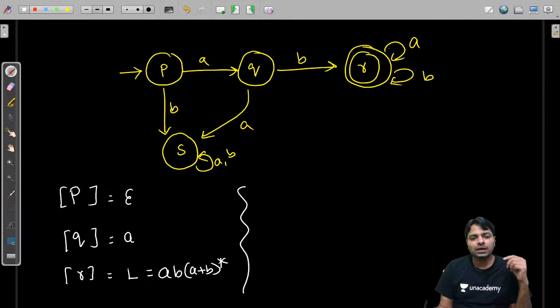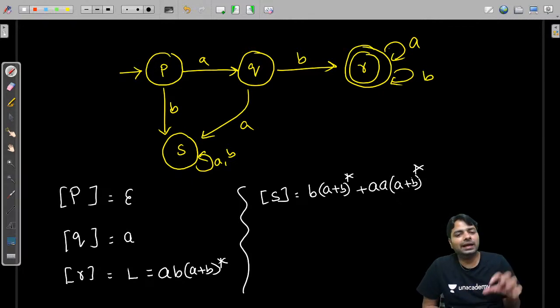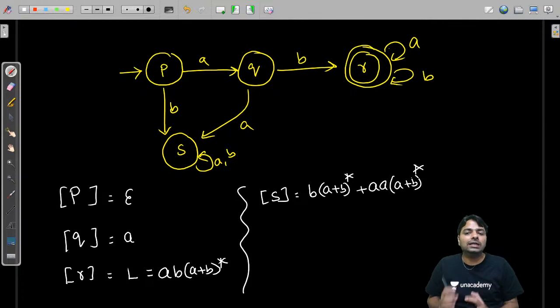And there is another one, S. S is another equivalence class, which is equal to: either you start with B, or you might start with AA. You will definitely end up at S only. Now guys, these are the four equivalence classes. To understand what starts with AB, you need to identify the four classes. So there are four equivalence classes to understand what L is.